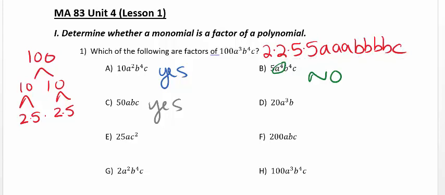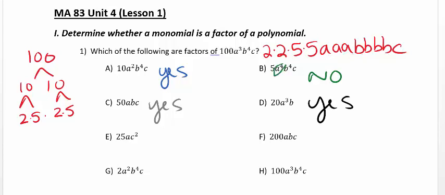Now let's check to see if 20 a cubed b is inside the monomial. I can make 20 with 2 times 2 times 5. 2 times 2 is 4, times 5 is 20, so that's inside. A to the third is right here. And then I have a b, so yes, this is a factor.